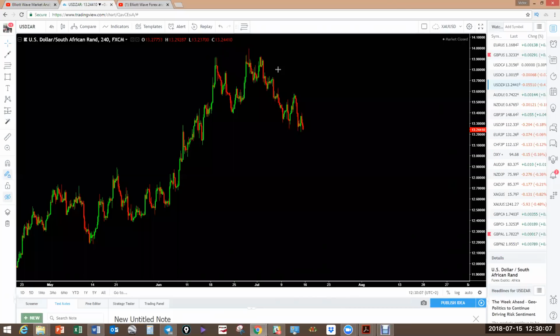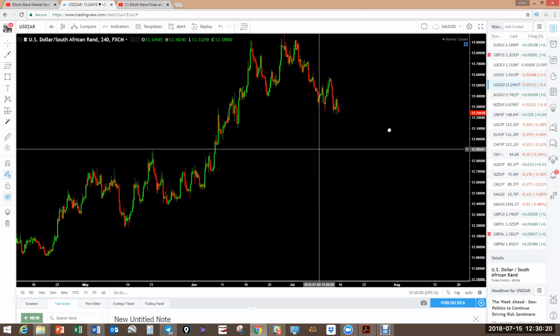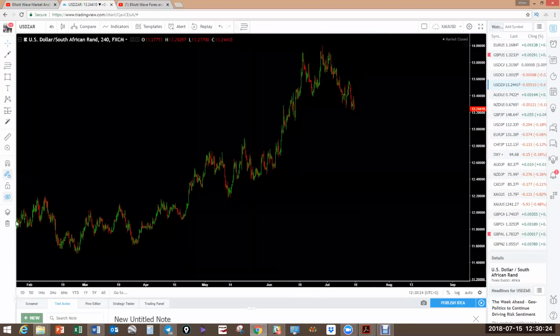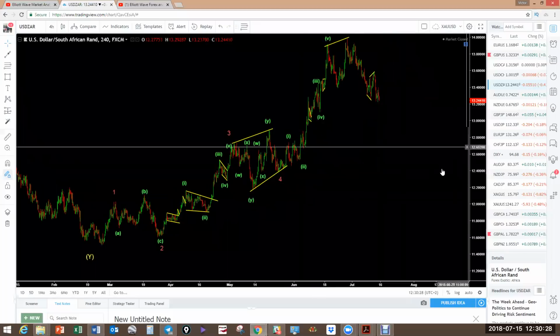But with a weak US dollar CAD, you also expect to have a strong ZAR on US dollar ZAR. Okay, so this is what we're looking at here. So I must actually show you the whole structure. This one has got the clearest 5 waves to the upside. One of the clearest 5 waves you can ever see on a chart.